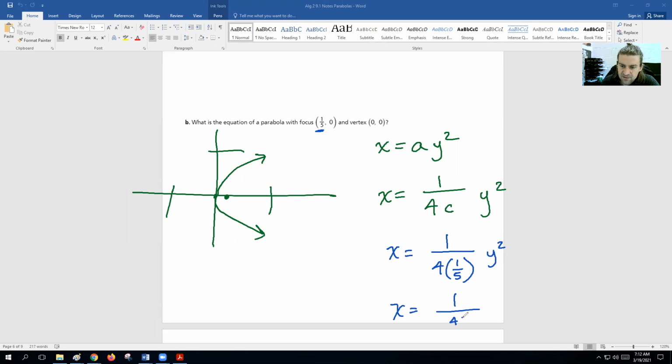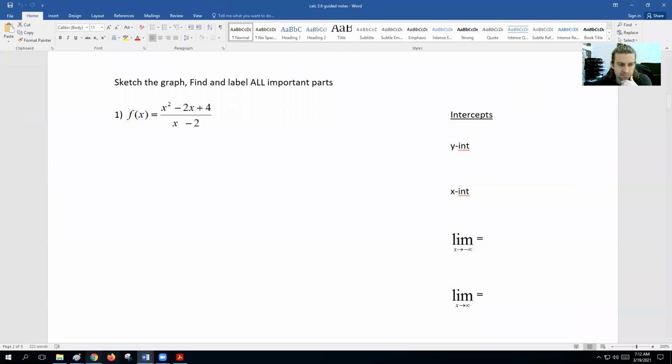4 times 1/5 is 4/5. And 1 divided by 4/5, or off to the side, 1 divided by 4/5 would be the same thing as taking 1 and timesing it by the reciprocal, 5 over 4. Remember, dividing by a fraction is the same thing as multiplying by the reciprocal. So the answer would be x equals 5 over 4 y squared. And let's just kind of double check that out here. So 5 over 4 y squared. It seems weird, but you know, if the problem works out, that's just how it's going to be.